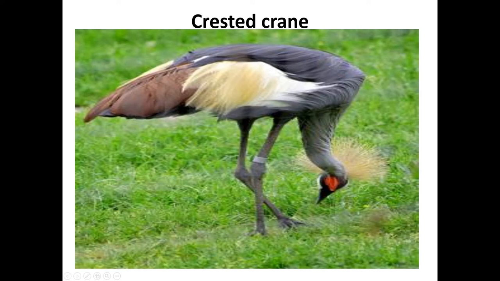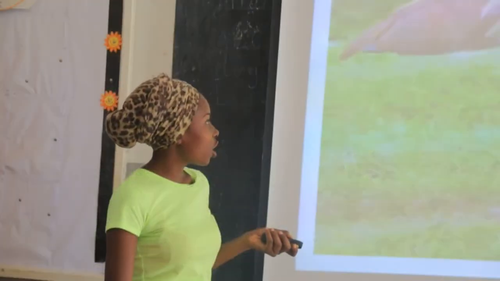There it is. Look at it. You see how it has beautiful colors? It is so calm. That's a crested crane. In case you have never seen a crested crane, there's so many of these in Uganda, in the zoo. You can go and check them out.